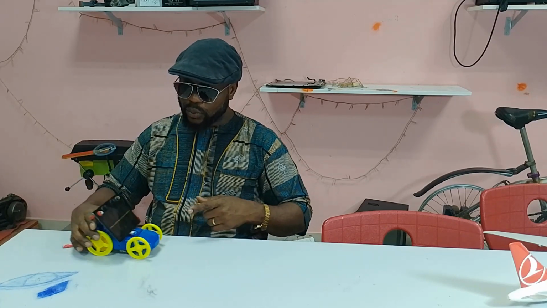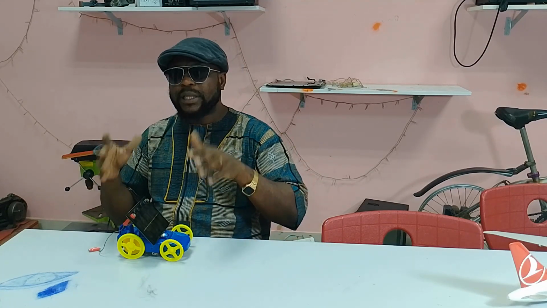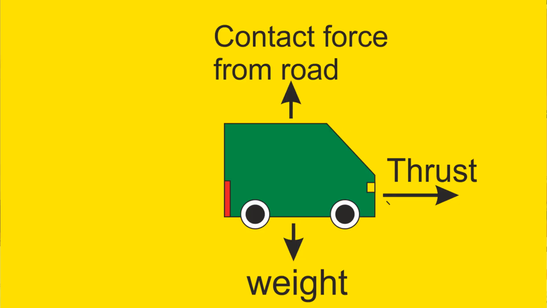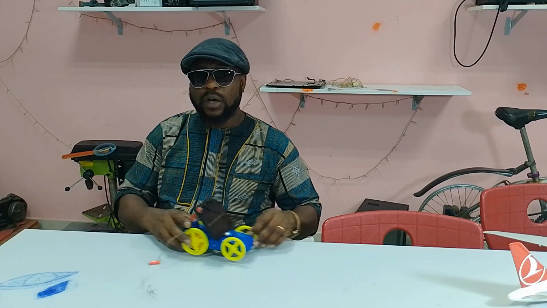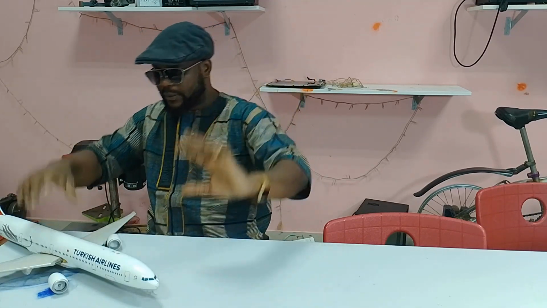Now when this car starts to move, new forces will be added. The engine pushes the car with a thrust. So there's a thrust force from the engine. Now, if this car starts moving, the next force that comes into play is air resistance. This car moves in that direction, and the air resistance opposes it. That's with the car.